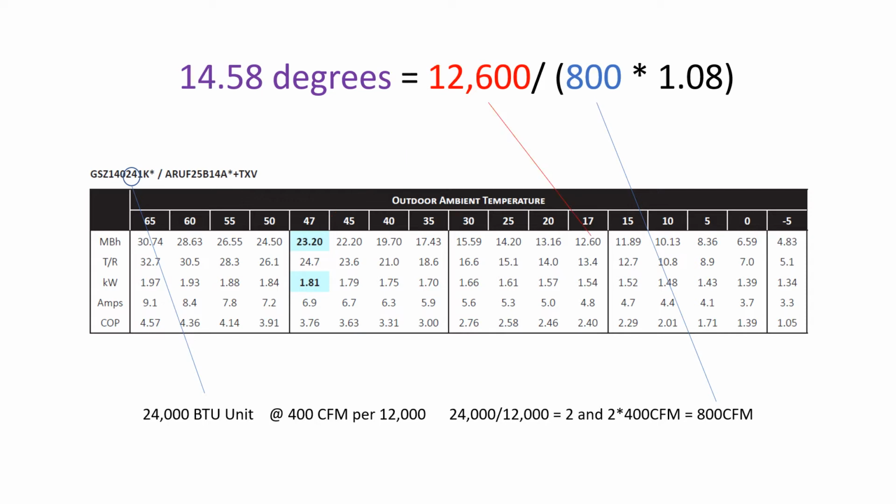And at our low temperature of 17 degrees, we'll have 12,600 BTU output. We'll still have our 800 cubic feet per minute. That'll give us a delta T for this unit at 17 degrees of 14.58 degrees.